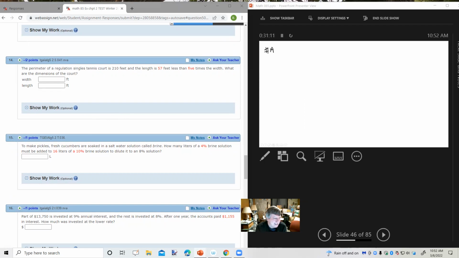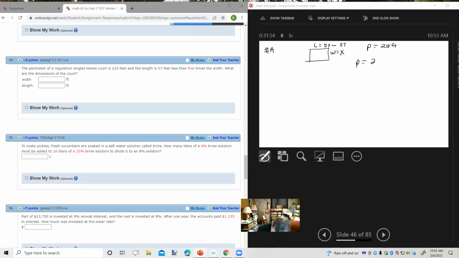Okay, 14. The perimeter of a regular singles tennis court is 210 feet. So we've got this tennis court with length and width, and the perimeter is 210 feet. So that's all the way around, so that's 2 lengths plus 2 widths. The length is 57 feet less than 5 times the width. If the width is X, the length is 5X minus 57, okay?